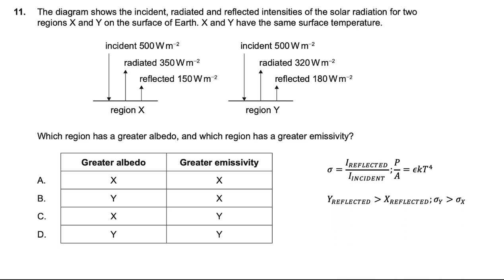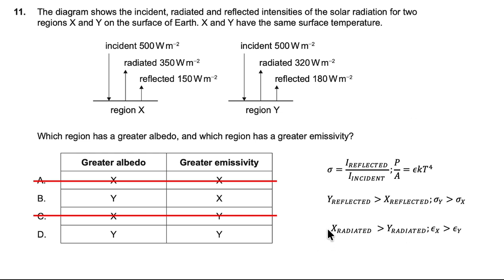Okay. So in terms of comparing those two things, we look at regions Y and X. You notice that region Y reflects more radiation than region X, and therefore its albedo is going to be greater. Which is why we can get rid of those two answers, because we expect Y to have the greater albedo. Similarly, in terms of radiated intensities, X radiates more than Y, which means that X is going to have a greater emissivity, which is why the answer here is B.